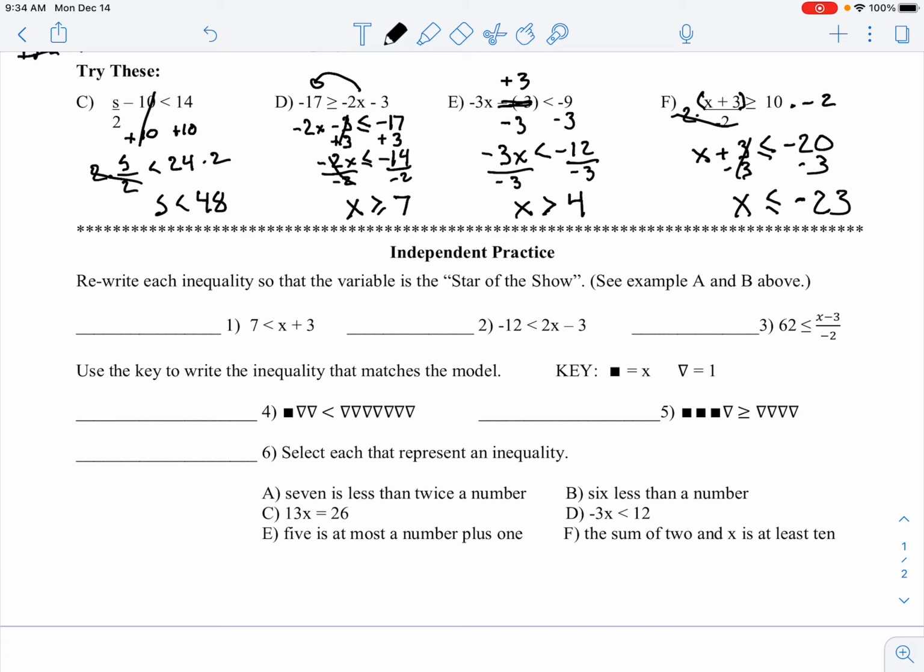And we're going to have some inequality review stuff for tomorrow. So be on the lookout for that.